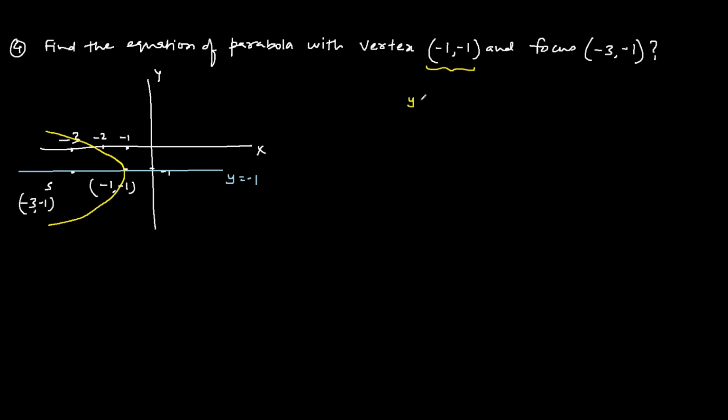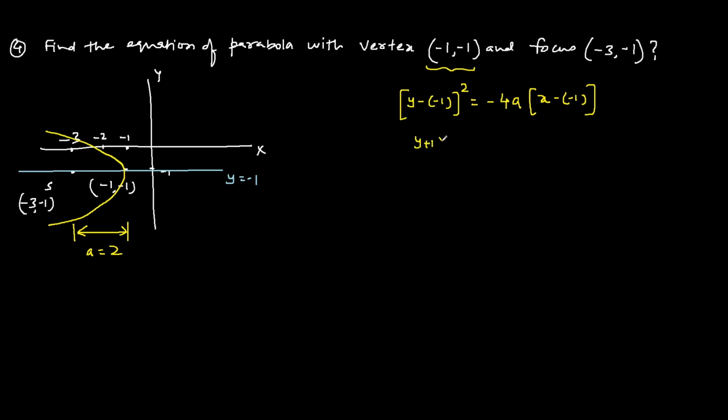So vertex is at (-1, -1) and the parabola is a left sided parabola, so the equation has to be (y minus -1) square equal to -4a (x minus -1). And what is a? a is the distance of vertex and focus. We can see that this distance is 2. So the value of a is 2.